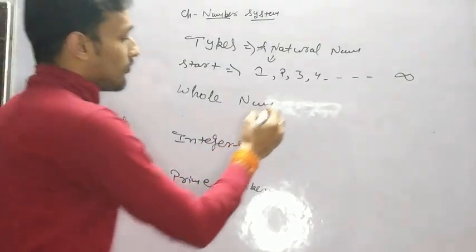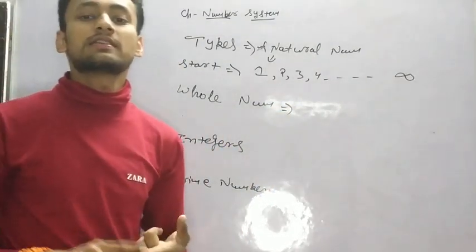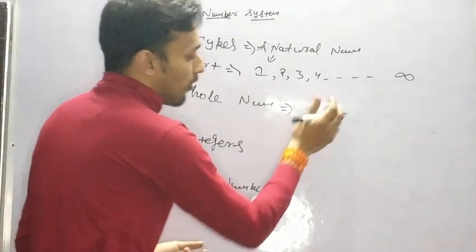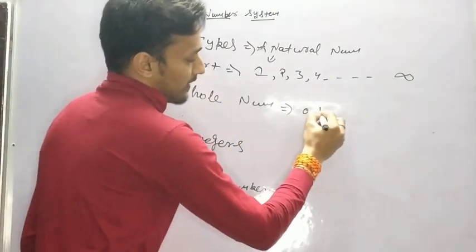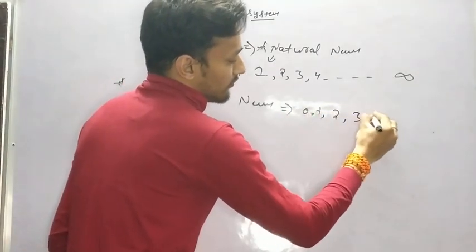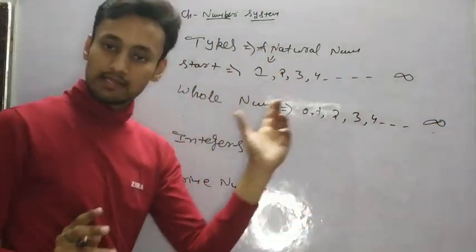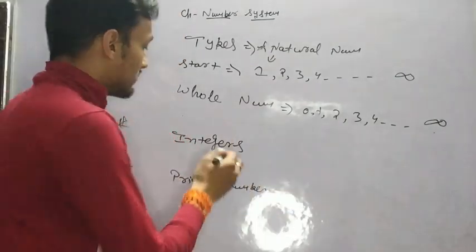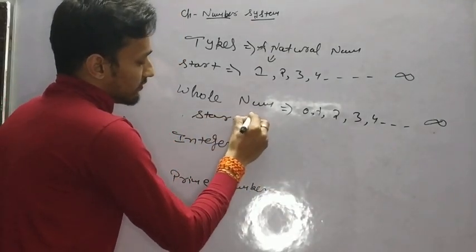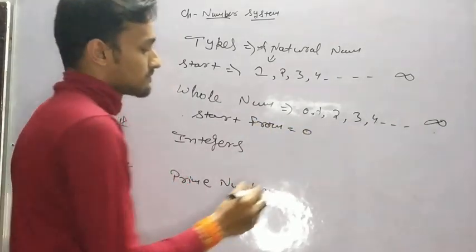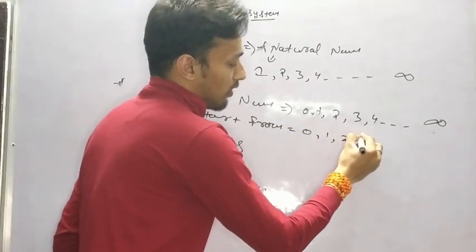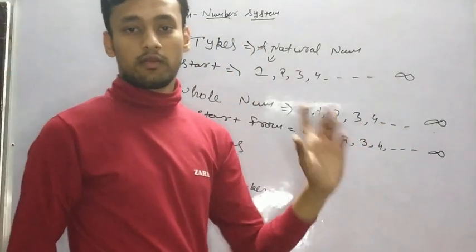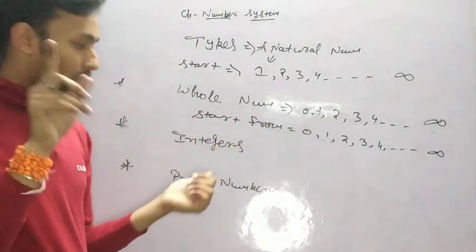Now the question is raised: where does 0 exist? The answer is that 0 exists in the whole numbers: 0, 1, 2, 3, 4, and so on. Same thing, 0 exists in the whole numbers. We can say the numbers that start from 0 are called whole numbers: 0, 1, 2, 3, 4, and so on. So that was the definition of whole numbers.